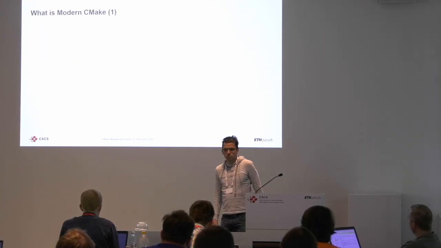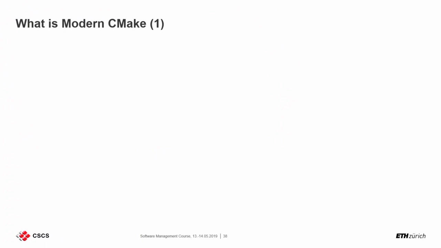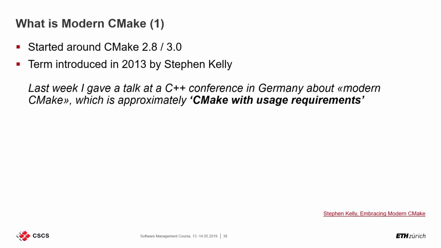So we are going first to modern CMake. What is modern CMake? Okay. So modern CMake started around CMake versions 2.8 to 3.0, which was around 2013. It was introduced by Stephen Kelly, and I found a quote where he said that he introduced modern CMake as CMake with usage requirements. We are going to look at what usage requirements are.